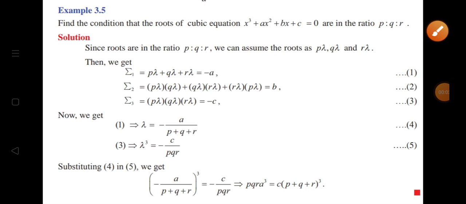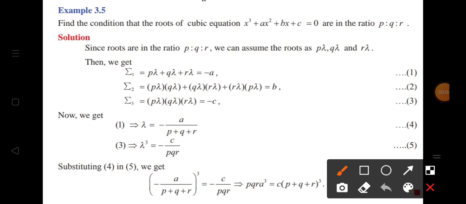Good morning, students. Now, example 3.5. Find the condition that the roots of the cubic equation x cube plus ax square plus bx plus c is equal to 0 are in the ratio p is to q is to r. Once again, listen: find the condition that the roots of the cubic equation are in the ratio p is to q is to r.